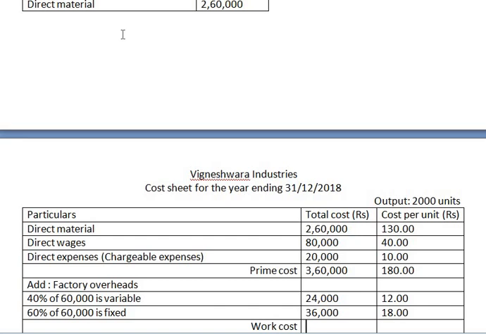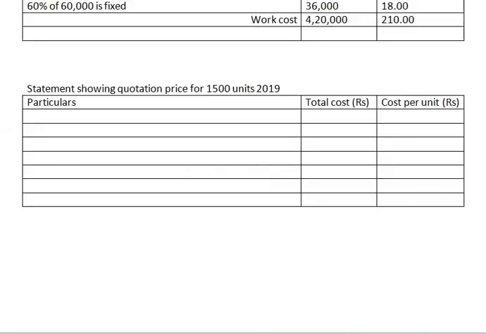Make a total: 3,60,000 plus 24,000 plus 36,000. So that will be 4,20,000. Now cost per unit is 210. Okay. Yes. Now next is add administrative overheads.